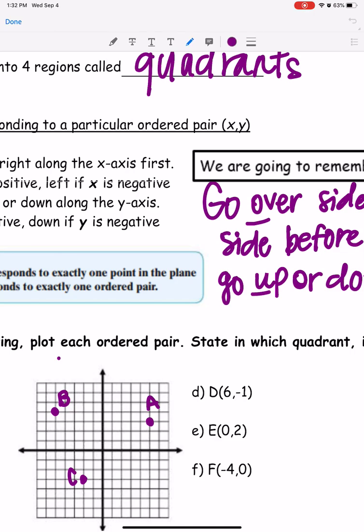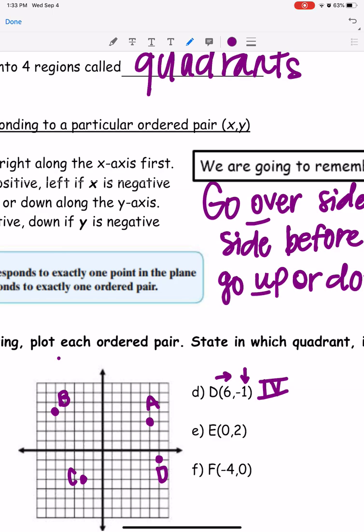D is 6, -1. So over side to side, a +6, that means to the right. And then up or down, -1. Since -1 is negative, we're going down 1. So from the origin, 1, 2, 3, 4, 5, 6, and then 1 down. So that is D, and that one is in quadrant 4.